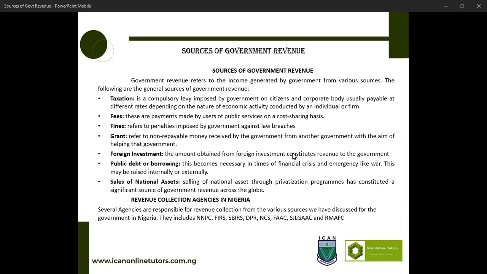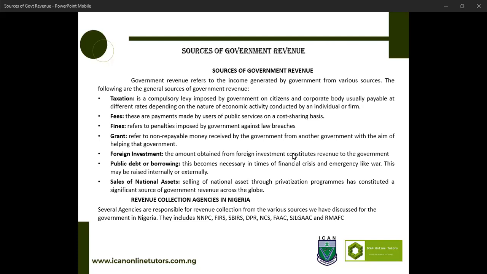We have public debt or borrowing, and this usually comes up when the government is running on a deficit budget, which entails that government is incurring more expenditure than the revenue it is generating. This leads the government to look out for external sources by borrowing internally or externally to cater for the needs of the society. This becomes necessary in times of financial crisis and emergency like war, and it may be raised internally or externally.